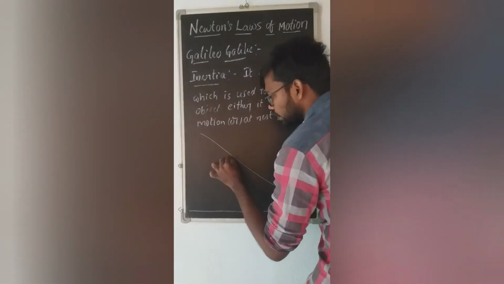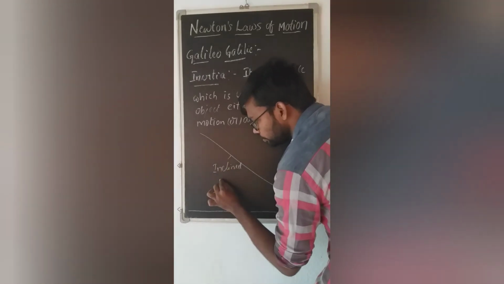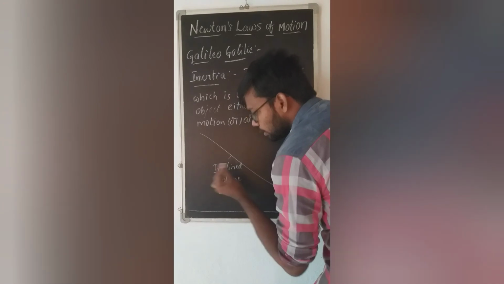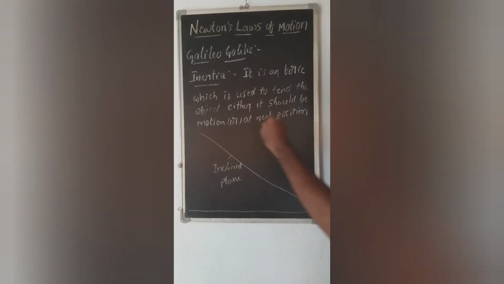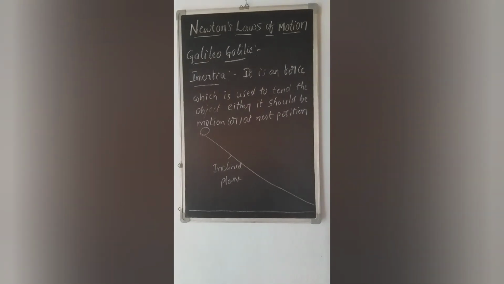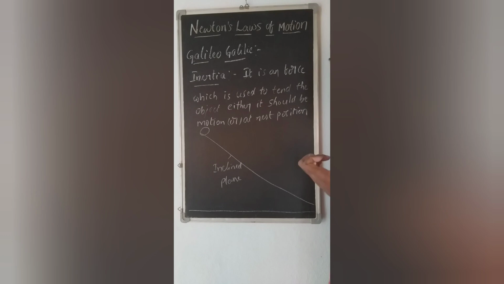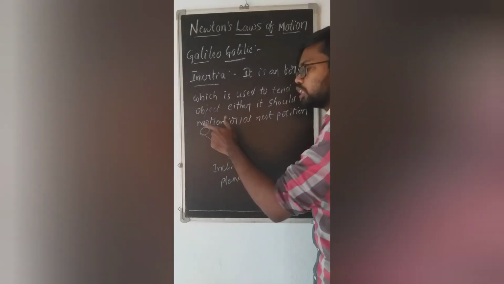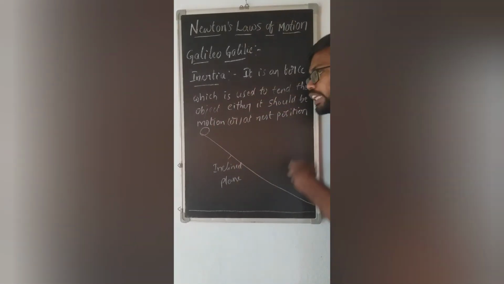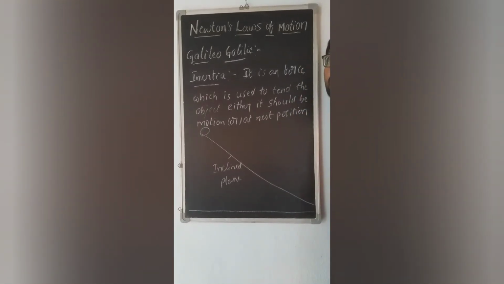This is the inclined plane. He conducted one experiment by using an inclined plane. From the inclined plane surface, he left a few round stones, which means big balls. Those balls roll on the plane, and after some time, when they reach the end of the inclined plane, they stop at a certain position.